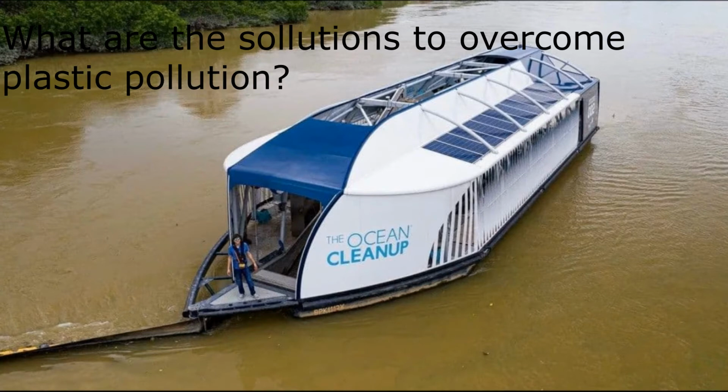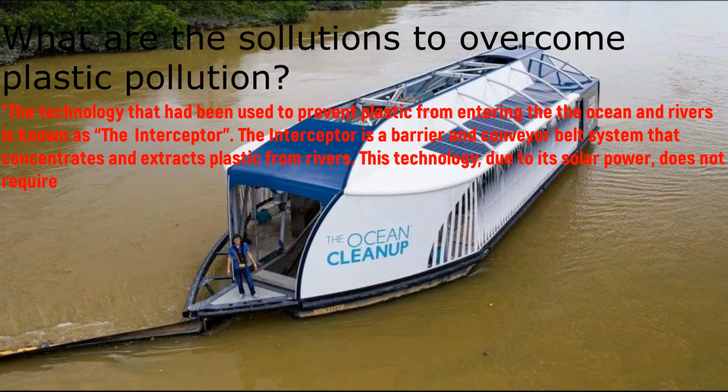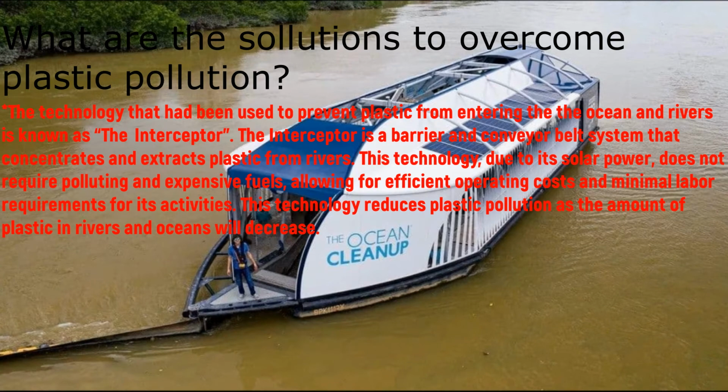What are the solutions to overcome plastic pollution? The technology that has been used to prevent plastic from entering the ocean and rivers is known as the interceptor. The interceptor is a barrier and conveyor belt system that concentrates and extracts plastic from rivers. This technology, due to its solar power, does not require polluting and expensive fuels, allowing for efficient operating costs and minimal labor requirements for its activities.